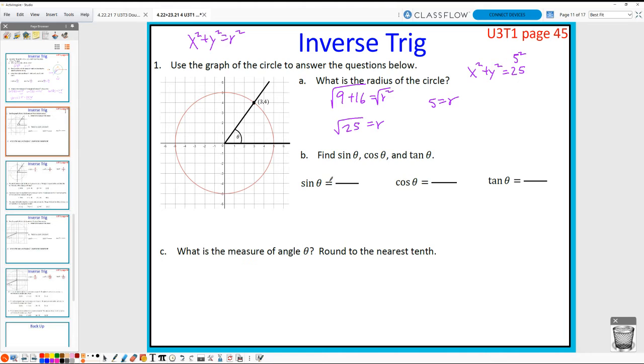Sine, cosine, theta at this point should be pretty straightforward. I got sine is 4 over 5, cosine is 3 over 5, and finally tangent is 4 over 3. Because it's in the first quadrant, any of them would work. I would honestly just stick with inverse sine. So inverse sine of 4/5, that's going to give me 53.1.